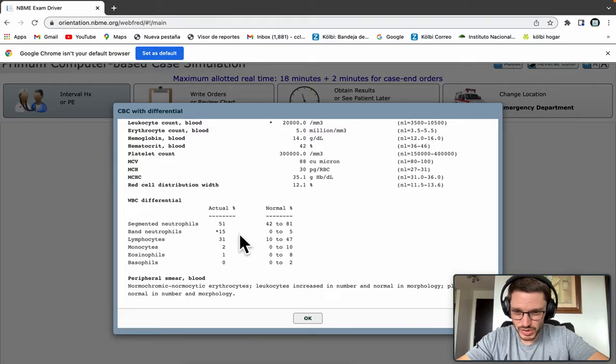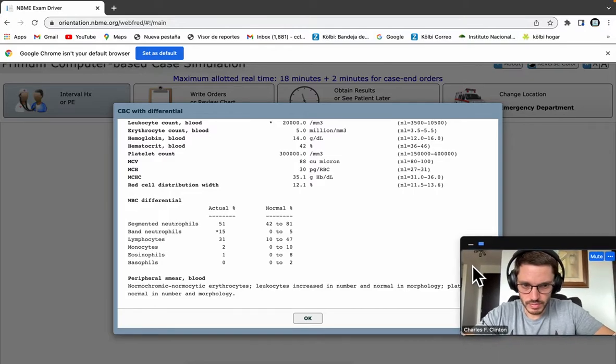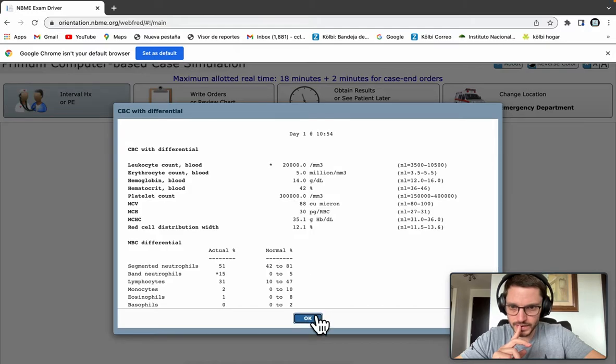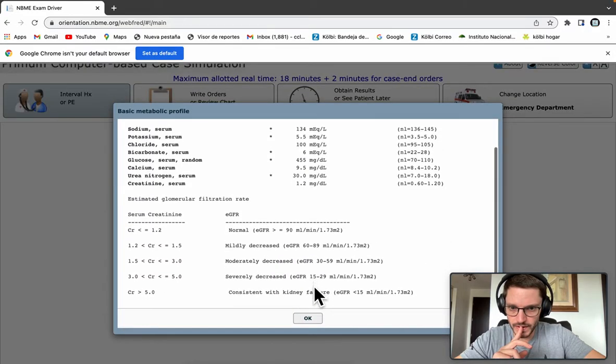Neutrophils, 15%, and she's also hypotensive. She could be infected, and the infection could be generating this problem. Normocytic, normochromic, leukocyte increase in number and normal in morphology. Platelets normal number, and let's get a blood culture. Let's culture everything. And let's see an interval follow-up.